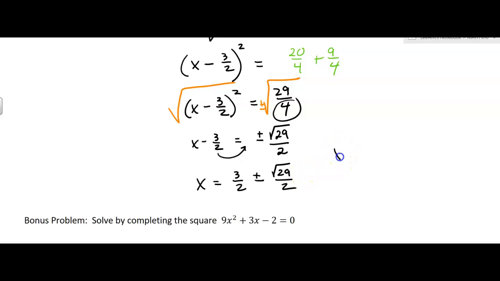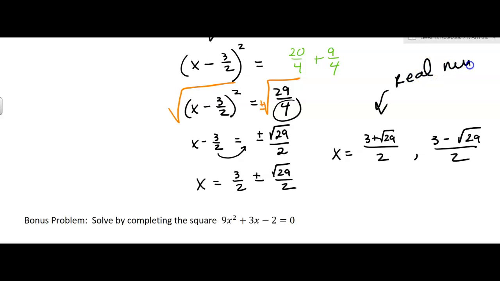I would write it, if I want to write two answers, I would write 3 plus the square root of 29/2 and 3 minus the square root of 29/2. Usually I do the minus one first. Sorry about that. Okay, but this is just a real number. Okay, they're both real numbers. Okay, and they're the answers.